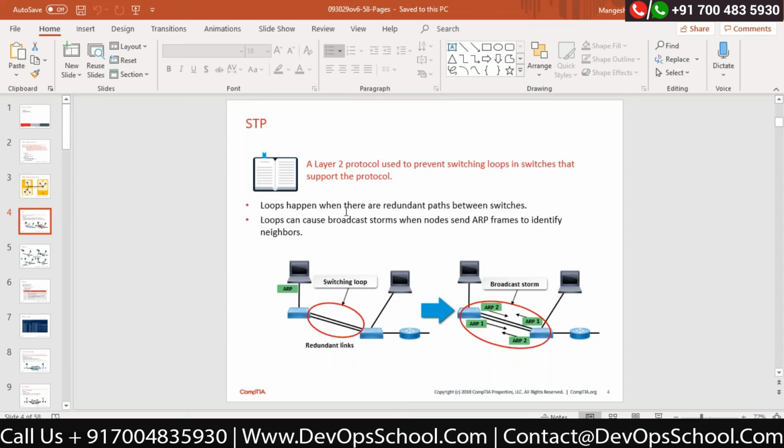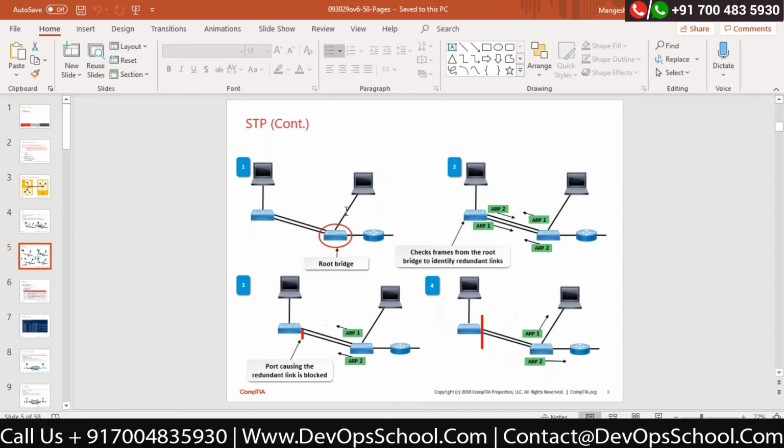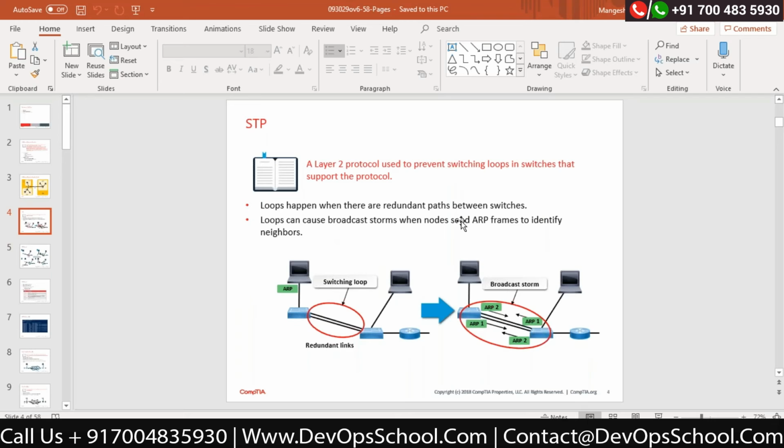Correct? So spanning tree protocol is a layer 2 protocol. Why? Because it is implemented on the switch. Correct? It is a data link protocol. This will help you to understand how spanning tree protocol actually works. Now don't worry about that. There is a process called root bridge. Okay, there is traffic called BPDU traffic. Don't worry about that. We will cover this chapter in detail on Monday when we start switching. Correct? But currently understand what STP is.